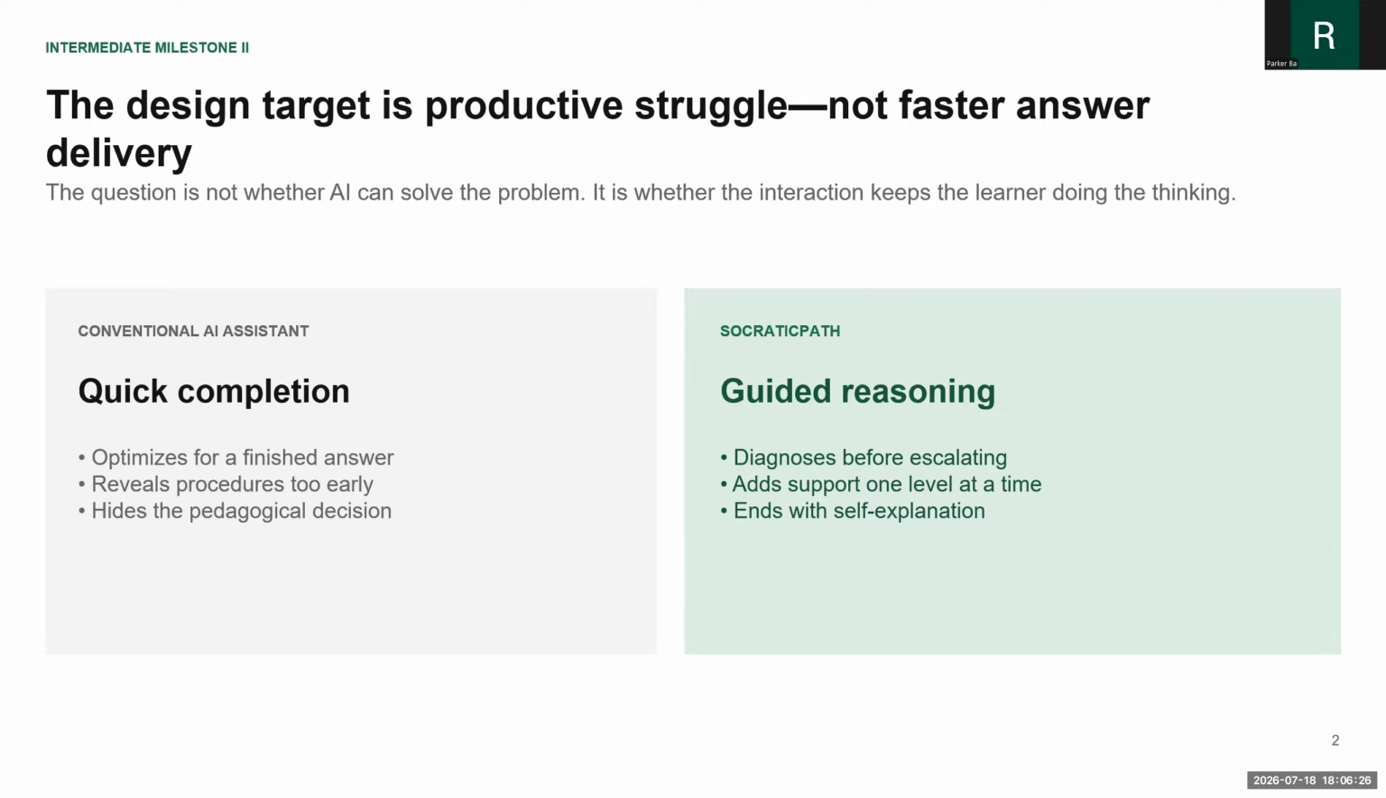SocraticPath treats a tutor as a sequence of pedagogical decisions. It first asks a diagnostic or Socratic question, then adds more explicit support only when the learner remains stuck. When the student reaches the correct result, the system does not simply end the session. It asks for a self-explanation so the learner reconnects the answer to the reasoning.